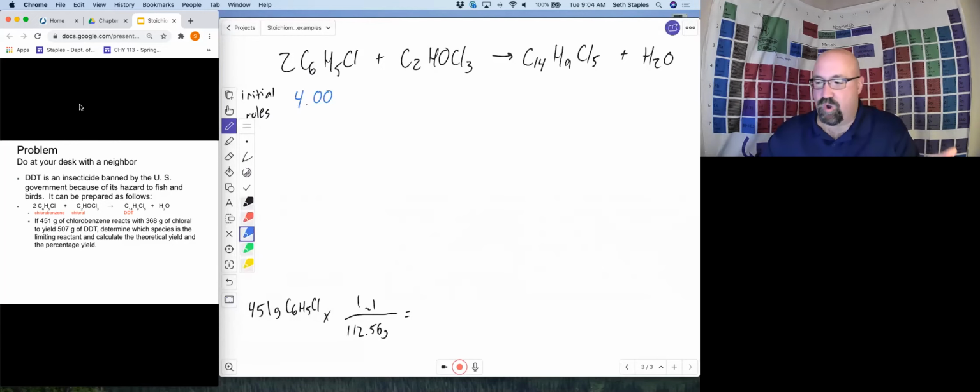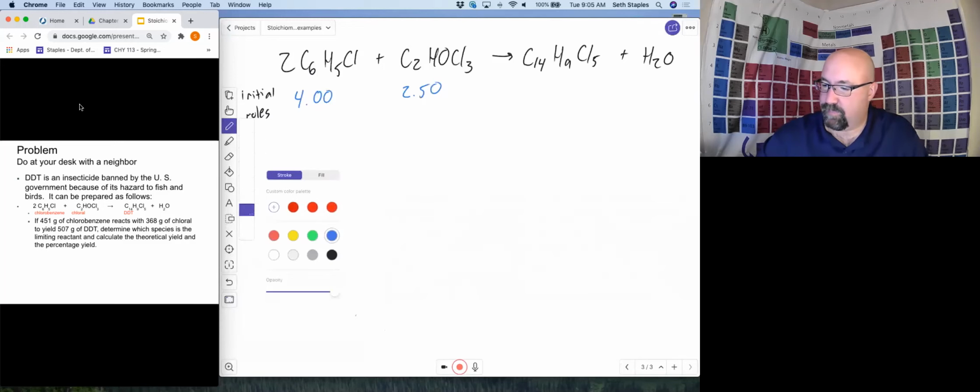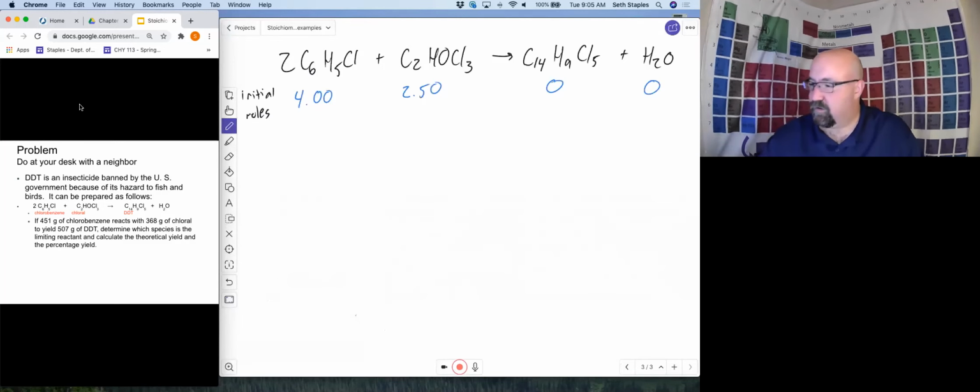And so then, and I won't show the calculation for this, you guys have seen these calculations plenty of times at this point, but we also have our other starting amount, our 368 grams of chloral, divided by the molar mass of that of 147.39. Tells me that I'm starting with 2.50 moles of my chloral. Let's just neaten this up a little bit. Erase our work down here from before. Keep things tidy. Okay. Then we're starting with 0 and 0 of our DDT and our H2O.